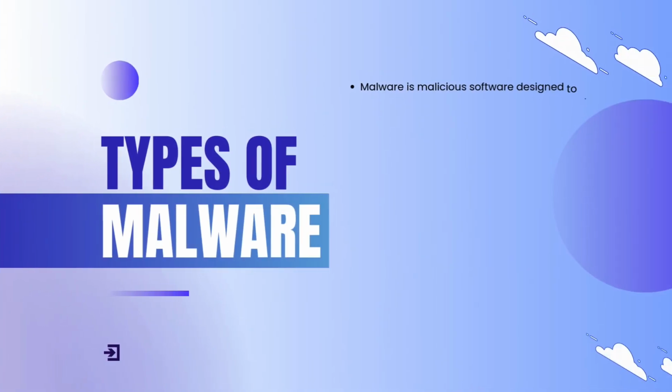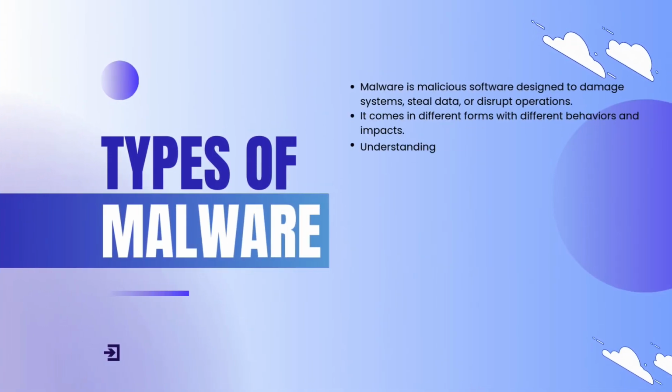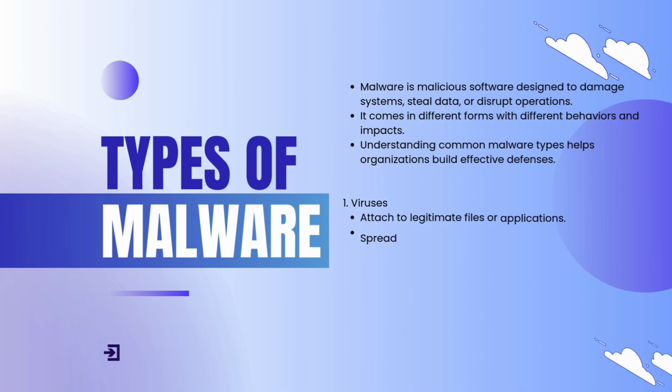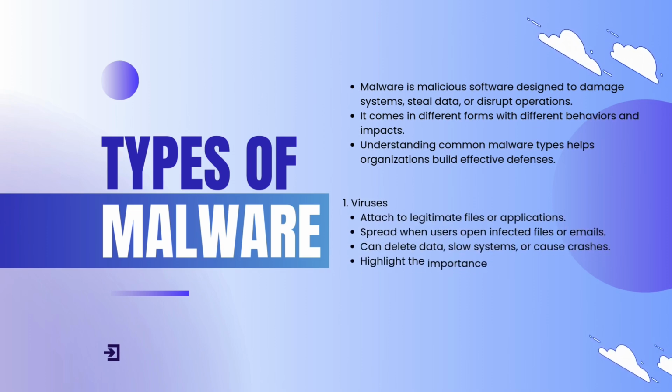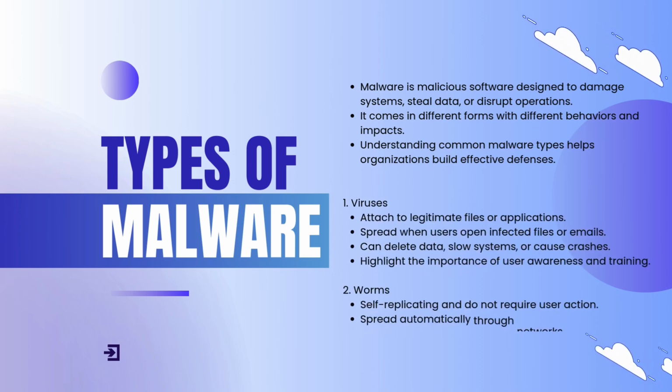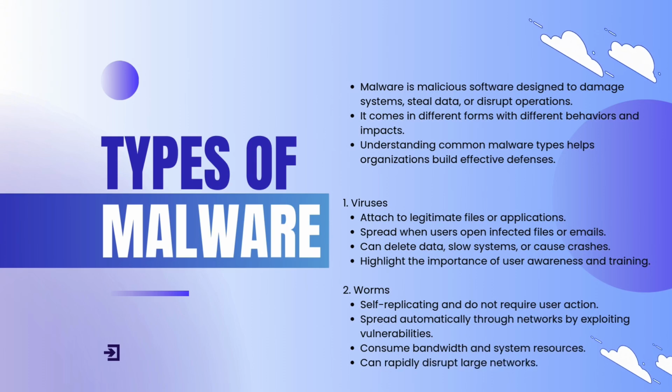Okay, next is types of malware. Firstly, I'm going to talk about what is malware. Malware is malicious software designed to damage systems, steal data, or disrupt operations. It comes in different forms with different behaviors and impact. Understanding common malware types helps the organization to build effective defenses, such as, firstly, virus.